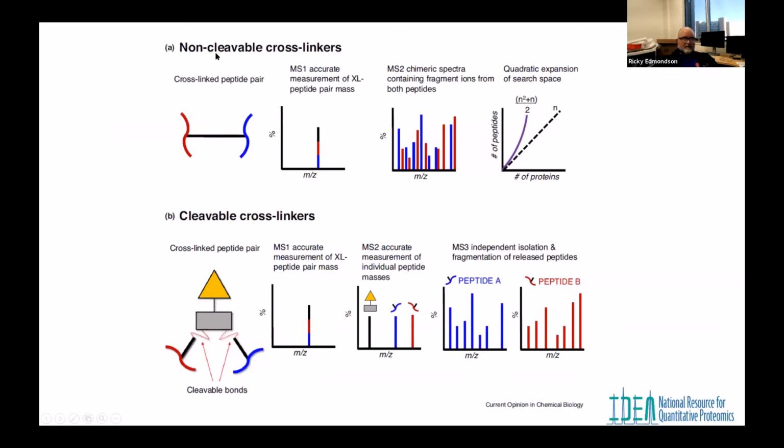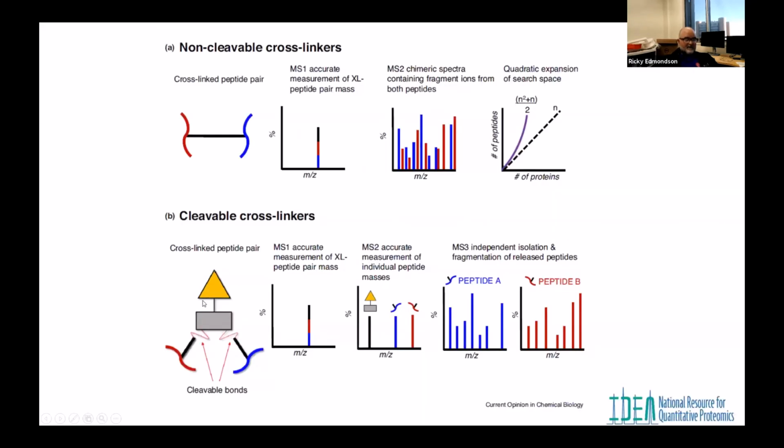Early on, all of these were what we now call non-cleavable cross-linkers. So the chemical moiety linked together two proteins, and then we would digest this, and in the mass spectrometer we would see that cross-linked peptide, and when we fragmented, we got fragments from both peptides. This is a problem because of the increased search space. It actually doesn't make the problem twice as bad. It makes the problem squared as bad, and so it causes a lot more ambiguity in identifications, and it really makes it logarithmically more complex.